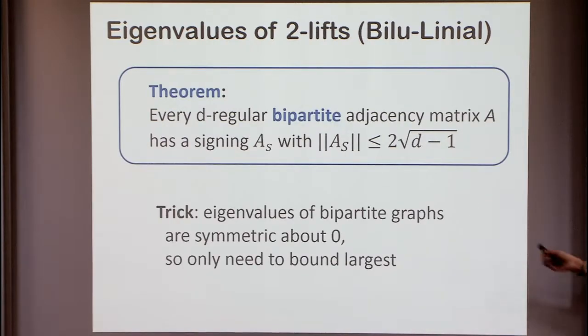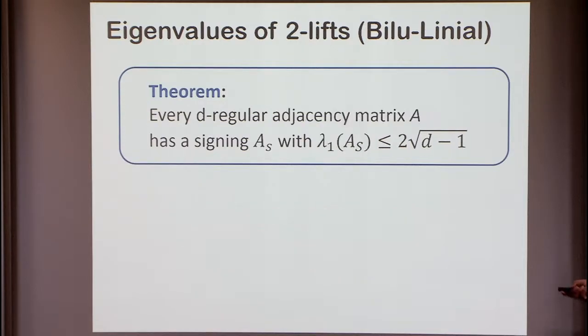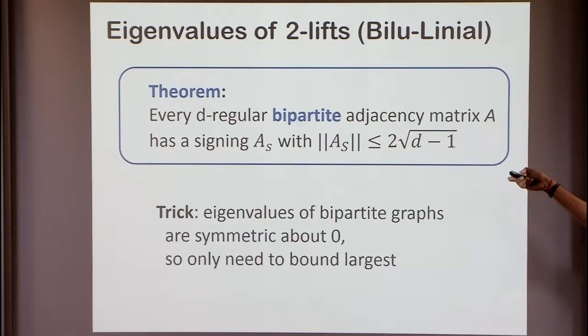But recall what I said earlier: the eigenvalues of bipartite graphs are symmetric about 0. So if it's bipartite and you control the top eigenvalue, you automatically get the bottom one for free. So our weaker theorem for bipartite graphs implies that the absolute values are bounded. That's the only way bipartiteness comes into this argument. And you can check that taking a lift preserves bipartiteness, so this is enough to do the construction for bipartite graphs.